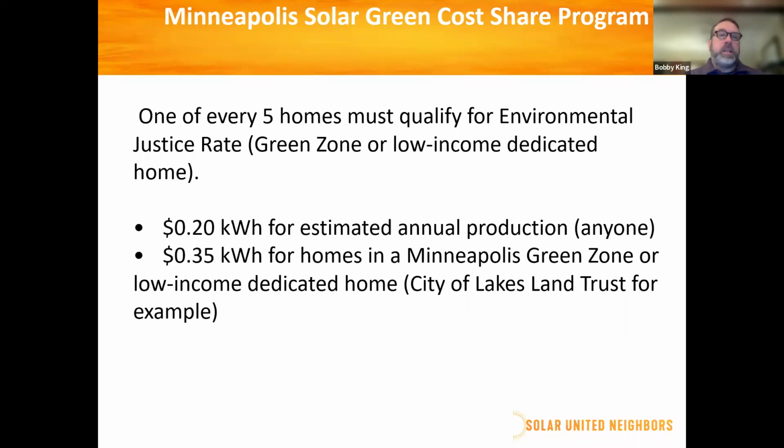In Minneapolis, the city has a Green Cost Share program, which is a grant that Sun will apply for and help Minneapolis homeowners get. It will pay you 20 cents a kilowatt hour for the estimated first year annual production. So let's say your system is estimated to produce 5,000 kilowatt hours the first year, multiply that by 20 cents, that's what you'll get. Or if you live in a green zone, I'll explain that in a second, it's 35 cents, or in a City of Lakes Land Trust home.